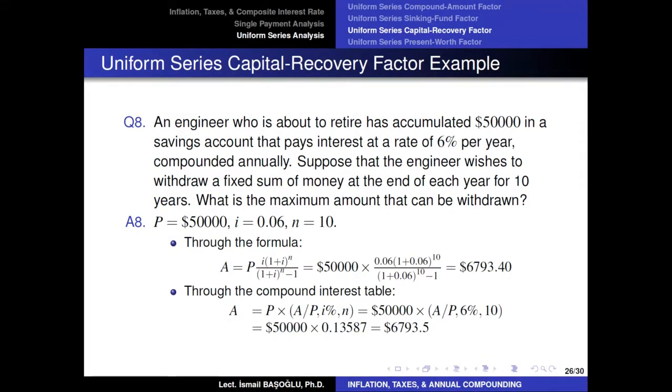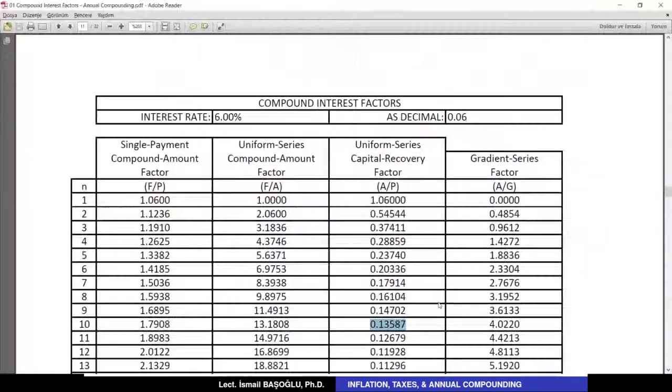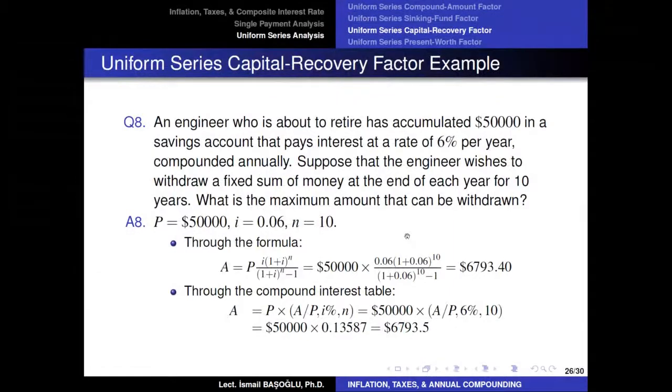Now, one point here, my friends, you need to be careful about. You see in this table of compound interest factors, all of the factors are written with 4 digits after the decimal point. However, only the capital recovery factor has 5 digits after the decimal point. So when you are making calculations using the formulation, if you are going to round the factor that you have calculated, use 5 decimal digits, especially for the uniform series capital recovery factor.